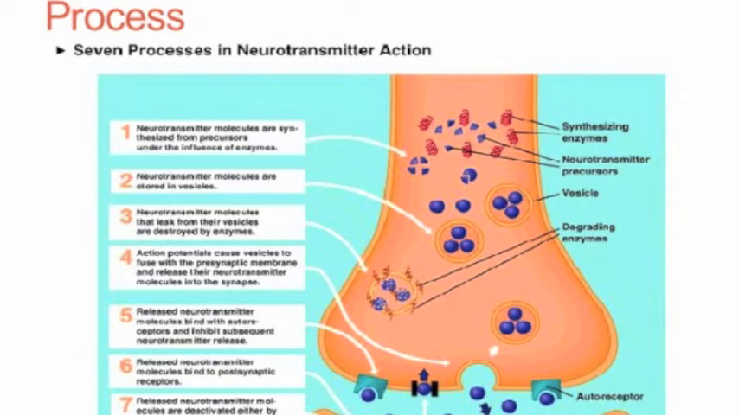In the fifth step, released neurotransmitter molecules bind with autoreceptors and inhibit subsequent neurotransmitter release. In the sixth step, released neurotransmitter molecules bind to postsynaptic receptors. In the seventh step, released neurotransmitter molecules are deactivated either by reuptake or enzymatic degradation.